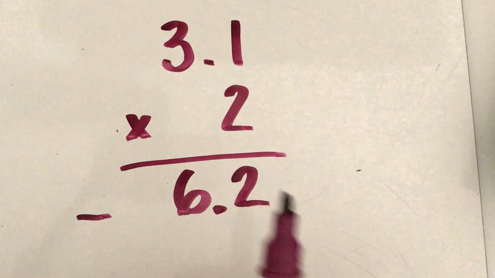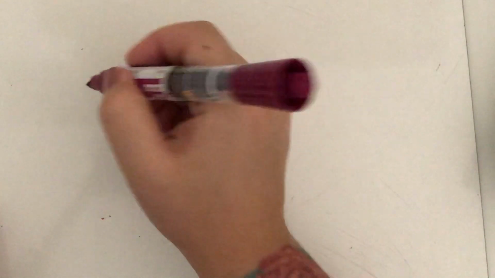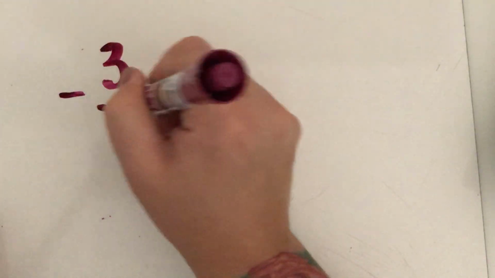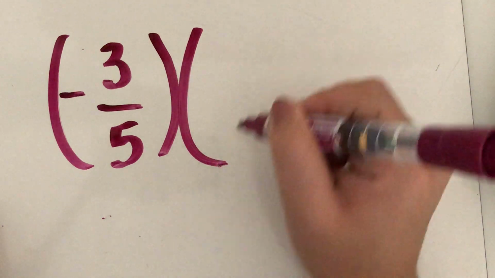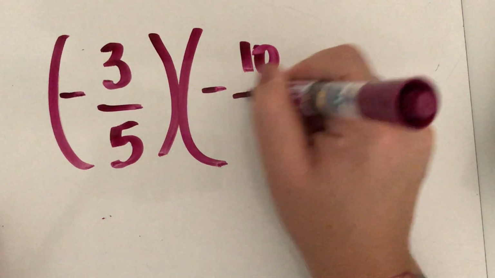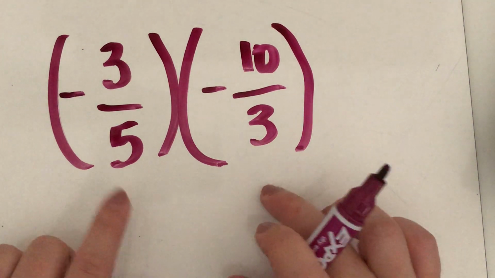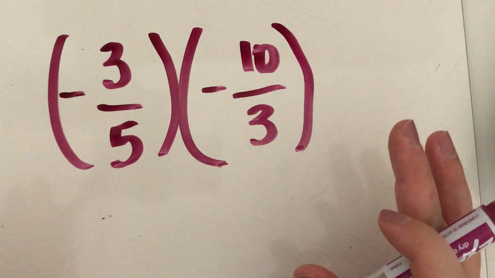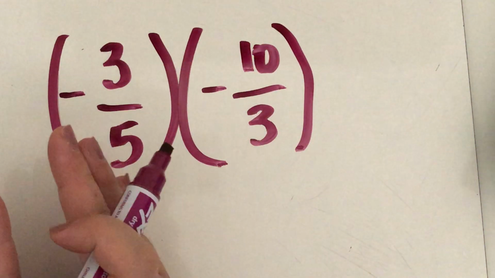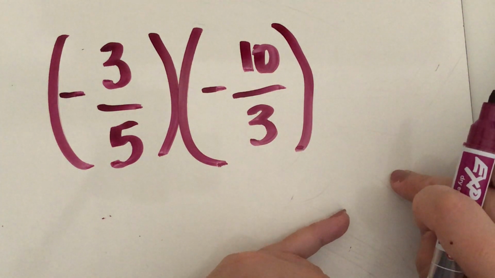Okay? So let's do one more of those problems. Let's deal with one with some fractions. So we're going to do a negative 3 over 5, and I'm going to multiply that by a negative 10 over 3. Now remember, when we were adding or subtracting, we needed to have a common denominator. Again, that's not the case when we're multiplying. We don't have to worry about that. We can just multiply straight across. But remember, at the end, we need to simplify our fraction.